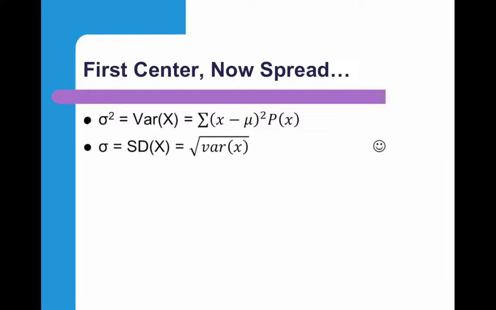The equations for the spread: variance will often be seen as Var(X), and is also a lowercase sigma squared, and that is the sum of your variable minus the mean, or your expected value, squared, times the probability of your variable. The standard deviation, which is SD(X), or given as just a plain lowercase sigma, is the square root of the variance. So you calculate this, then take the square root to find the standard deviation.